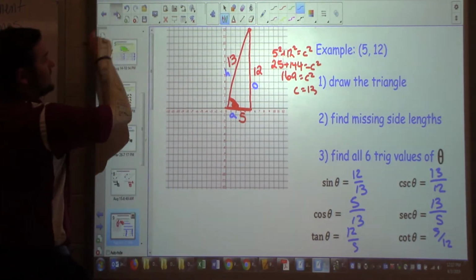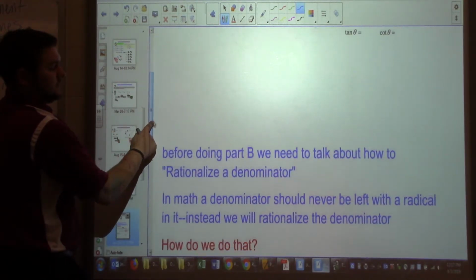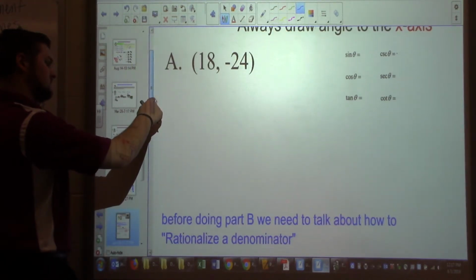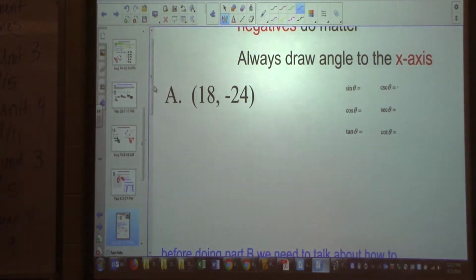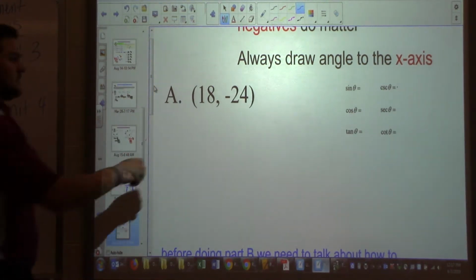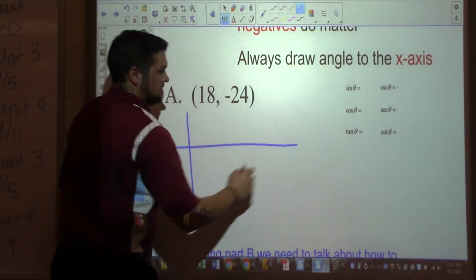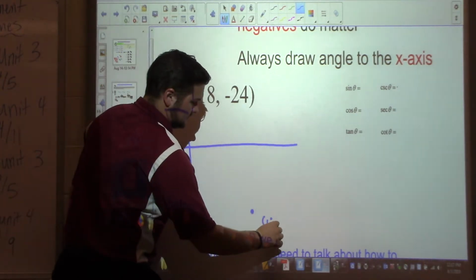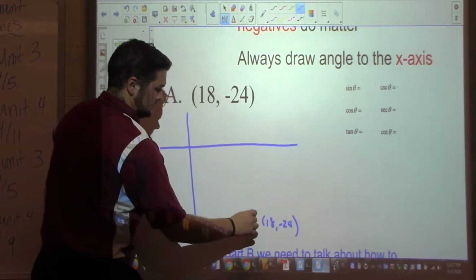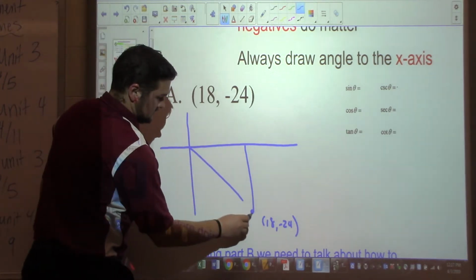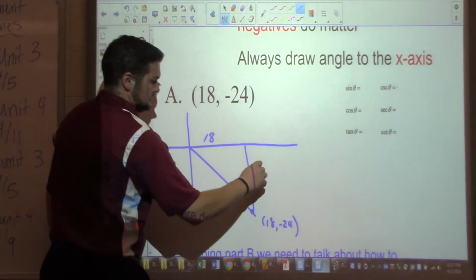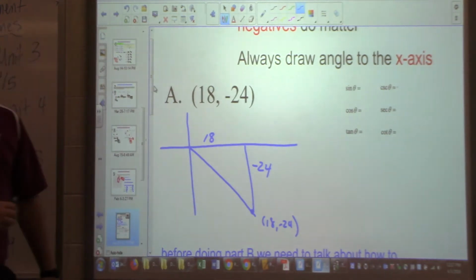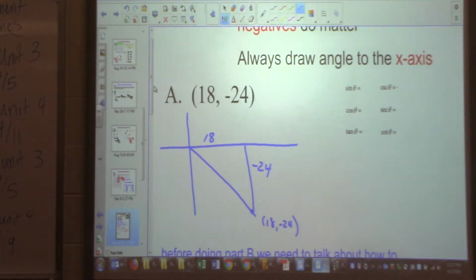Try again. If you get stuck, raise your hand. Actually, just try the next one. Do A first. You draw your own one here. Hey guys, if you get a trig ratio that can be reduced, what do you think you should do with it? Reduce it. Good.